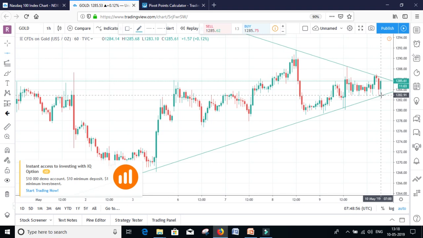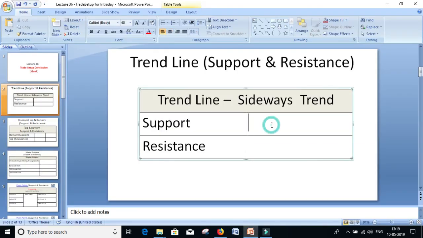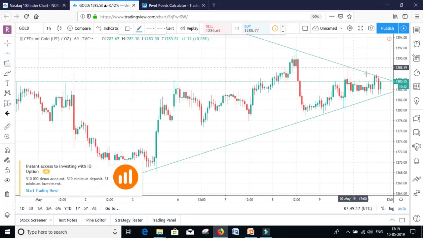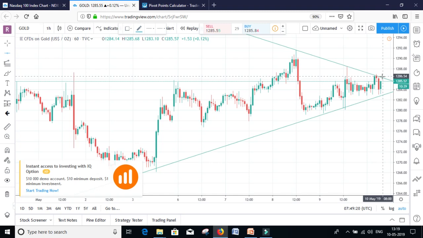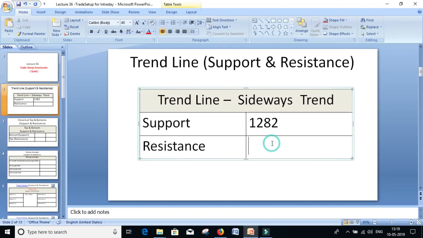So the major support is $1282. We just mention that over there, as the price is already quoted on a dollar basis. We also collect a resistance line, that is 1286.87, so that is your $1287 for this. So by using this we can easily calculate the trend line, support and resistances.